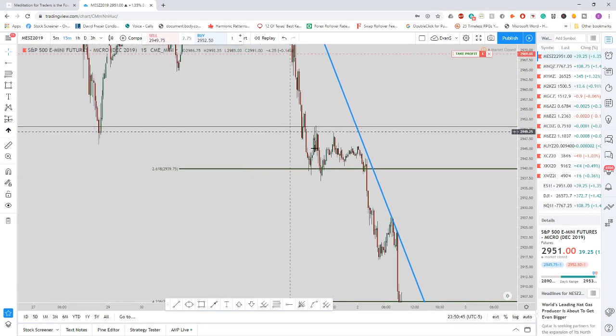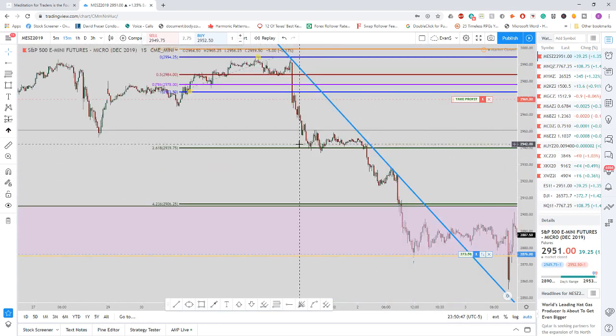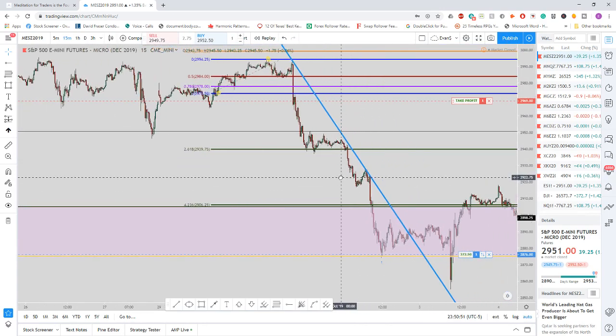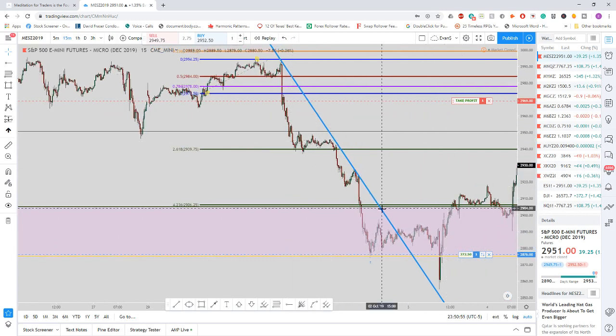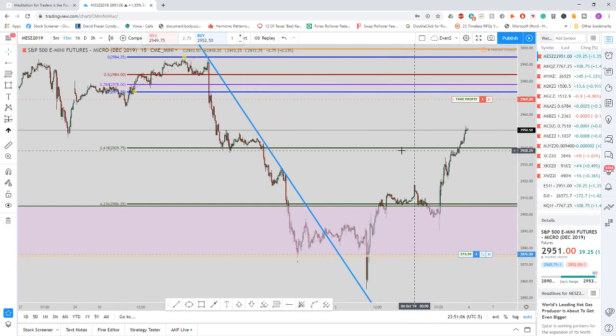So anyways, price came down, hit the 261.8, continued to go down, hit the 423.6, finally found some support. Broke out of that downtrend line right there that I drew on it, came down, used it as kind of support rather than resistance to what it had been, and ever since then price has been just skyrocketing up.